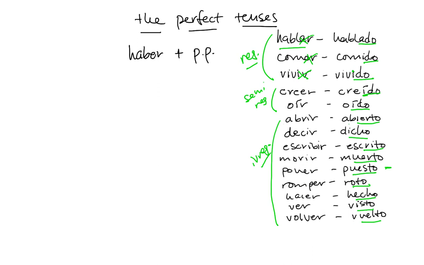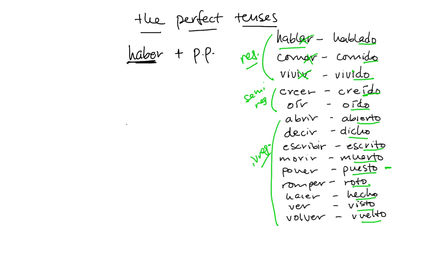In English, going back to these irregular ones, abierto would be opened, dicho would be said, I have said, escribir, written, morir, died, poner, puesto would be I have put. In English, the past participles are very irregular. In Spanish, we have a handful of irregular ones. Okay, so we know how to get the past participle now.